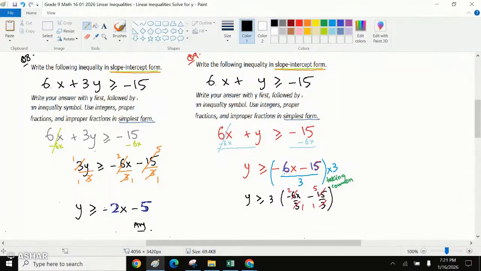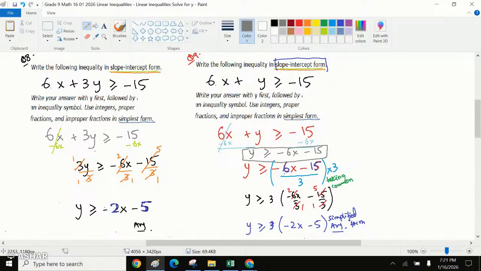And our final answer comes out to be y is greater than or equal to 3 stays out, minus 2x minus 5. This is the simplified form. But since they were asking us for an answer in slope intercept form, this cannot be slope intercept because 3 has been taken out as a common factor. So for us, the slope intercept form would be this only, minus 6x minus 15. And this form is the slope intercept.